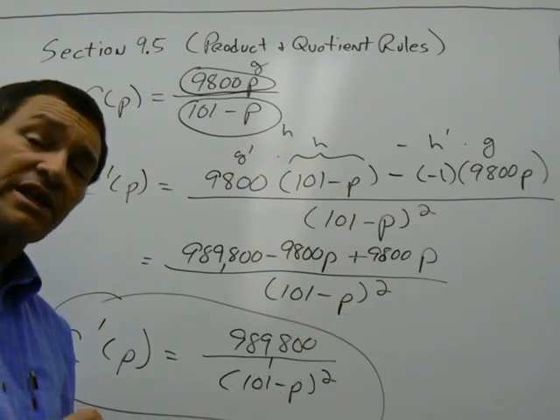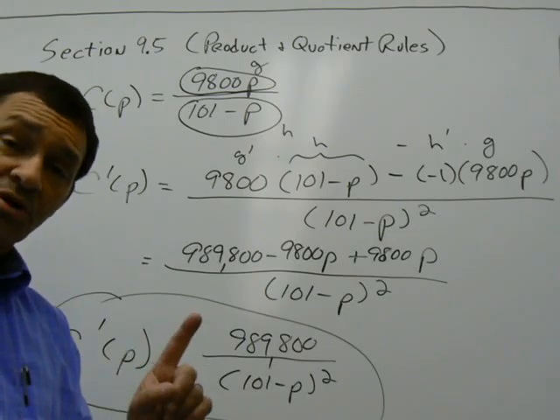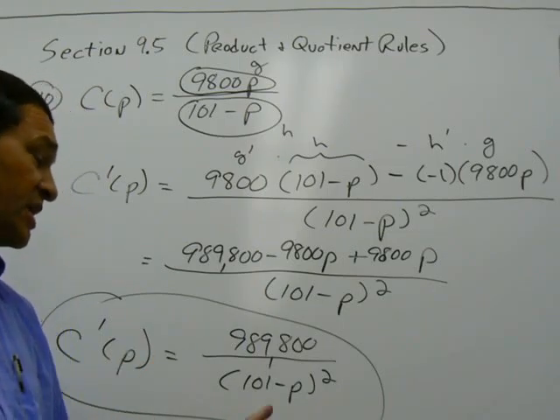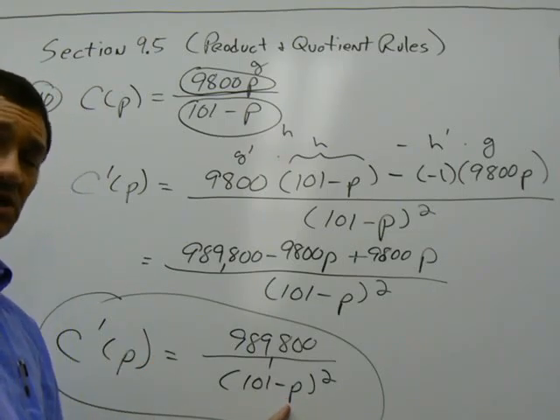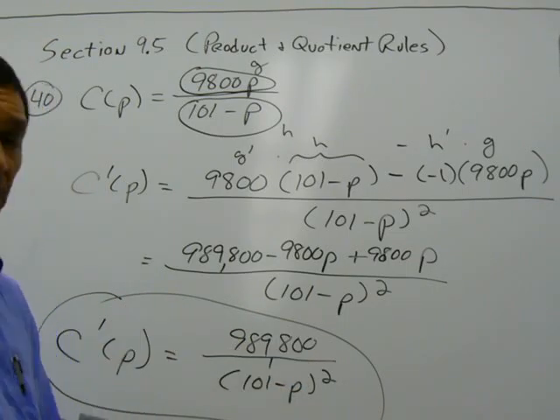If production is currently at 40%, what would it cost to remove 41, or 1 more percent of the pollutants? You just evaluate this at P equals 40, C prime of 40. That's the interpretation of what that gives you. But that's problem 40.